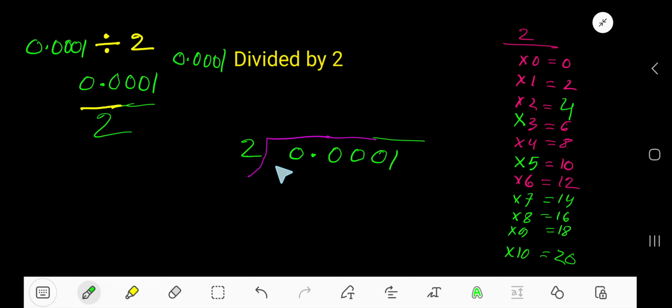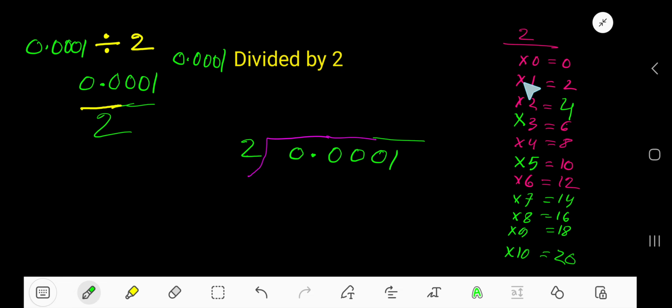0.0001 divided by 2. Here 2 is a divisor, so we need the multiplication table of 2. 2 times 0, 0; 2 times 1, 2; 2 times 2, 4; 2 times 3, 6; 2 times 4, 8. To find the multiplication table of 2, just add 2 to the previous step. 0 plus 2, 2; 2 plus 2, 4; 4 plus 2, 6; 6 plus 2, 8; 8 plus 2, 10.